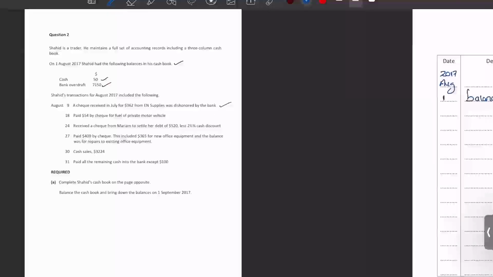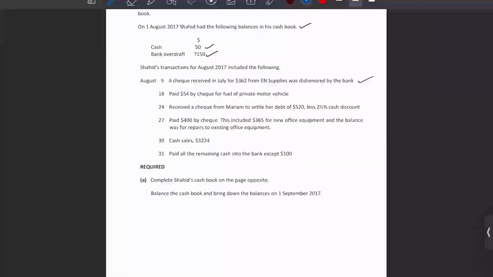Next transaction given to you. Easy. Paid 54 by check. What will happen to money in the bank? Money in the bank will reduce. If you pay 54 from your bank account, money in the bank will reduce. Then what will you do to bank account? You have to credit.